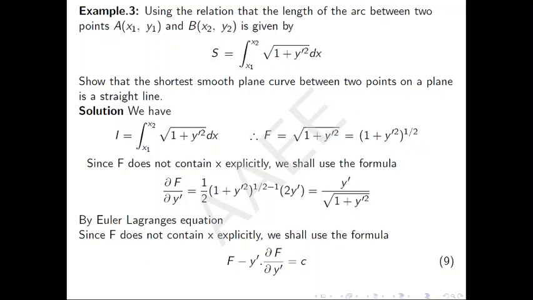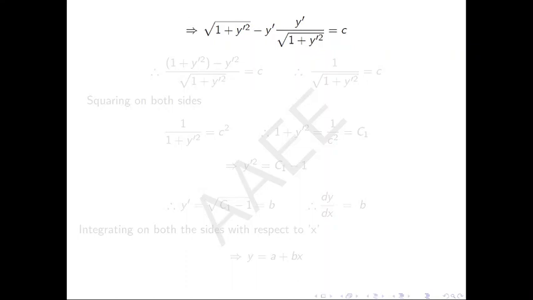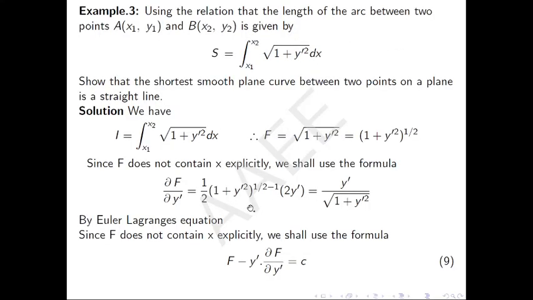By Euler-Lagrange's theorem, since f does not contain x explicitly, we should use the corollary, that is f minus y dash dou f by dou y dash is equal to c, and after putting these values, this one is nothing but f minus y dash dou f by dou y dash.